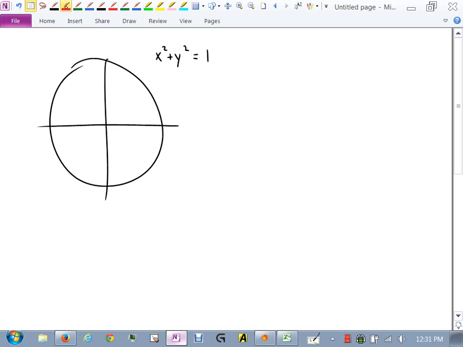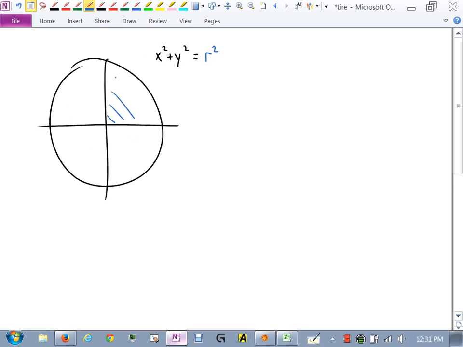To attack this problem, what I'm going to do is this. Oh, you know what? We don't want the radius to be 1. Scratch that. Let's try to be harder than that. Let's make the radius r. So why don't we do x squared plus y squared equals r squared? That's the equation of a circle, isn't it? Radius r. So I want to find the area of the whole circle.